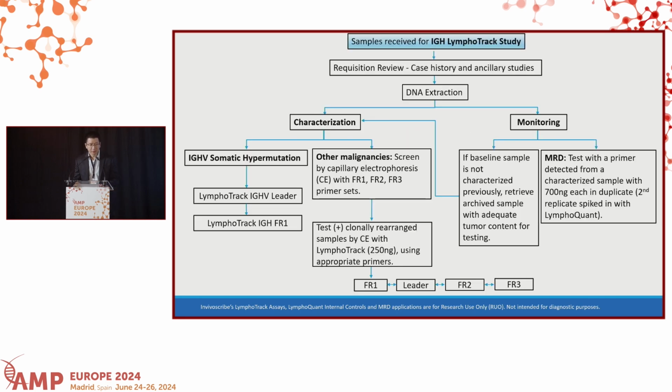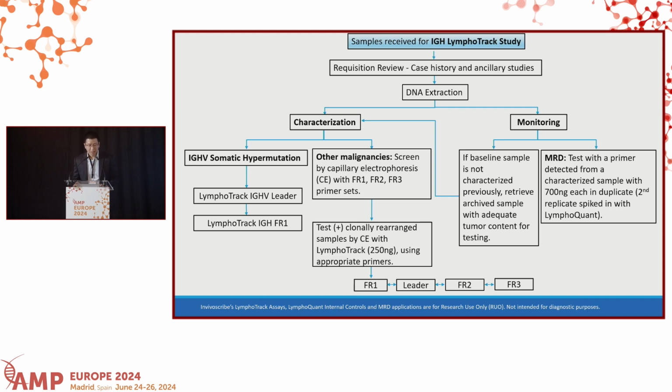This is the workflow for the IgH LymphoTrack studies at MSK. Initially, the samples are reviewed for case history and ancillary studies. Then they get extracted for DNA and stratified into either characterization or monitoring. For characterization, when we test for IgHV somatic hypermutation, we test the leader primer up front and then FR1 primer if necessary. For other types of malignancies, we screen the samples by capillary electrophoresis with framework 1, 2, and 3 primer sets. If confirmed clonally rearranged, we reflex to the LymphoTrack with 250 nanograms DNA using appropriate primers based on the pattern of the capillary electrophoresis graphs.